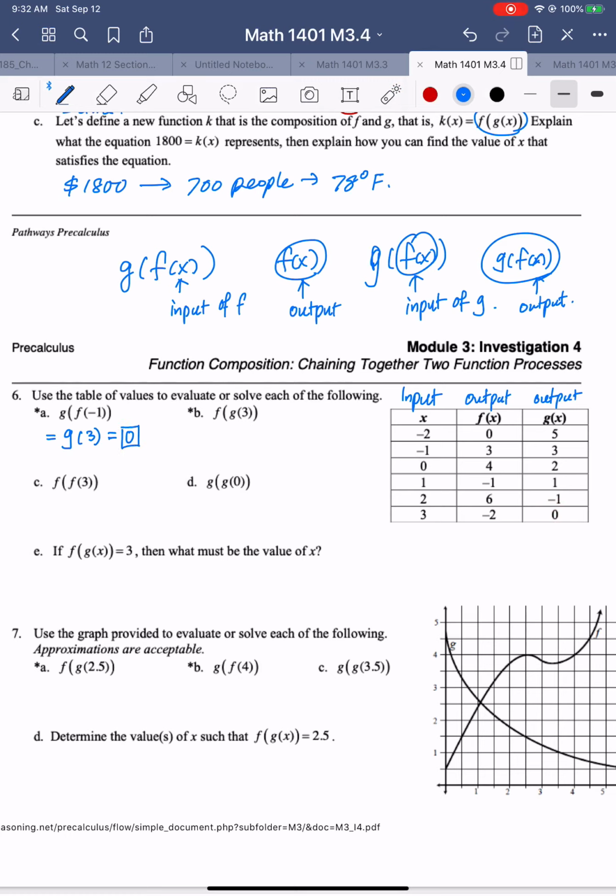Let's do b. Now the input of 3, and they use the g function to get 0, which means you got f of 0. Now the 0 becomes the input again here. Use the f function to find the output, which is 4. Now what about the next one? The input is 3 right here, and use the f function, which is -2. So this becomes f of -2, and then you use -2 as an input. Use the f function again, so the output is 0.